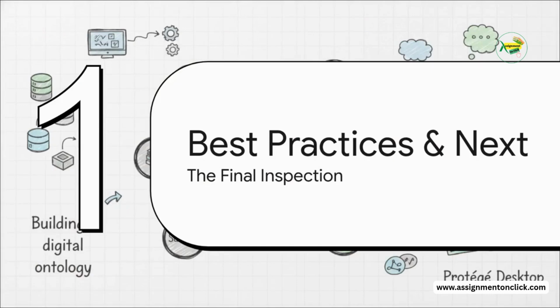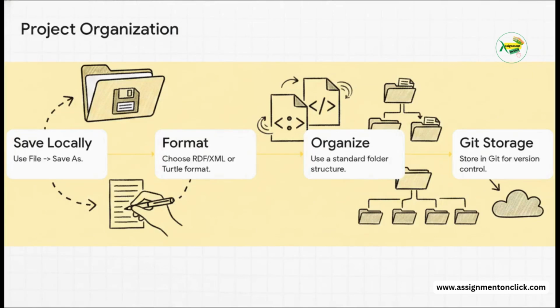Step 6. Best practices and next steps. It's time for the final inspection. Remember, just opening an ontology from the web doesn't make it yours. You have to hit File, Save As to get a local, editable copy. You'll want to save it in a standard format like RDF/XML or Turtle. The underlying logic is exactly the same. They just look a bit different as text files. And hey, for serious projects, put everything in Git. Version control is an absolute game changer, so you can track and reverse your modeling choices over time.